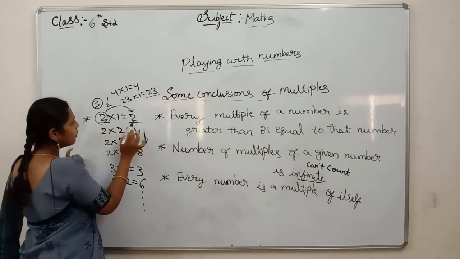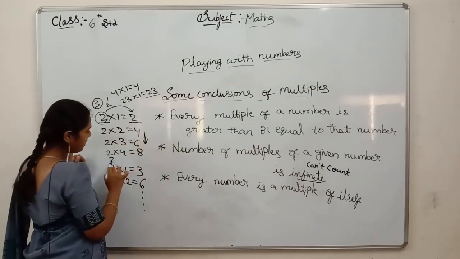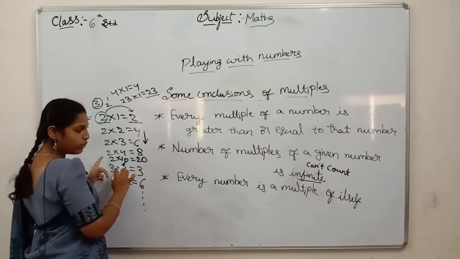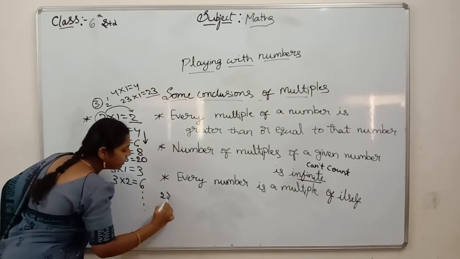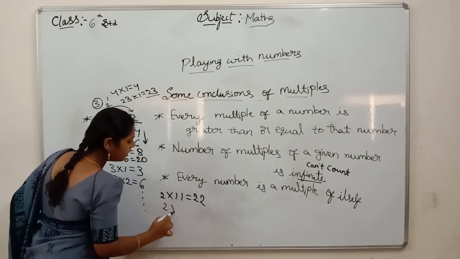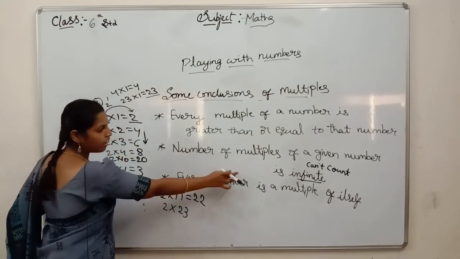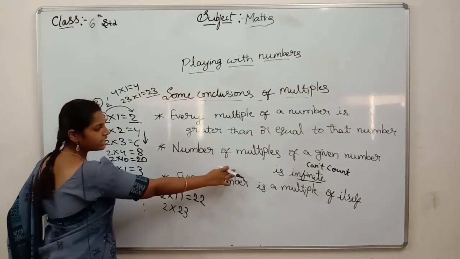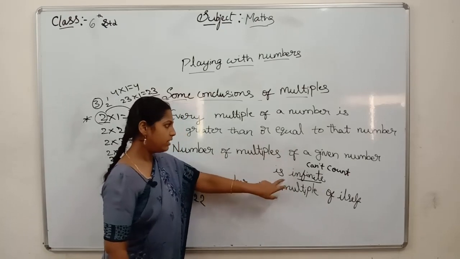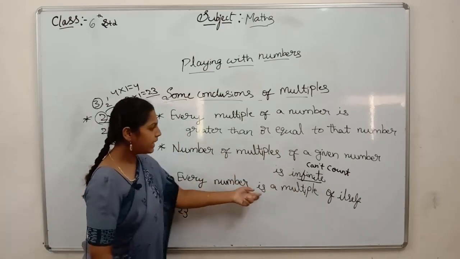I'll say 2 ones are 2. I am taking 2 only as the example. Again, if you write up to 2 tens are 20. Even 2 elevens we can do. 2 elevens are 22. Next 2 into 23, like that. So on we can do. So it is uncountable. We cannot count, so it is infinite. The number of multiples of a given number is infinite. Next one is: every number is a multiple of itself.